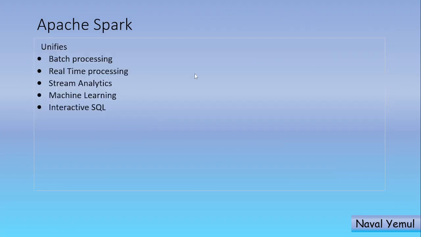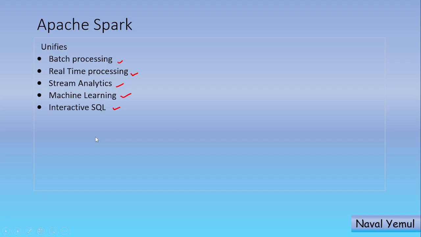So Apache Spark unifies batch processing. You can do batch processing in Apache Spark as well as real-time stream analytics. You can have machine learning workloads and an interactive SQL user interface. So you can use SQL also in Apache Spark.